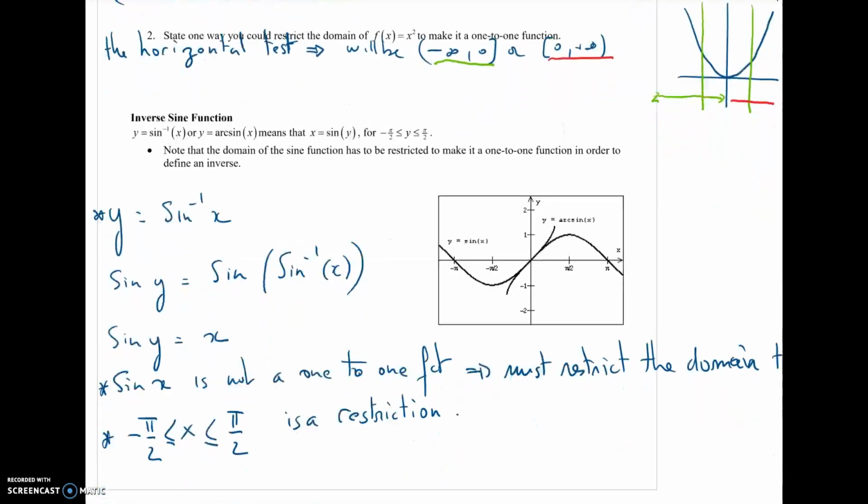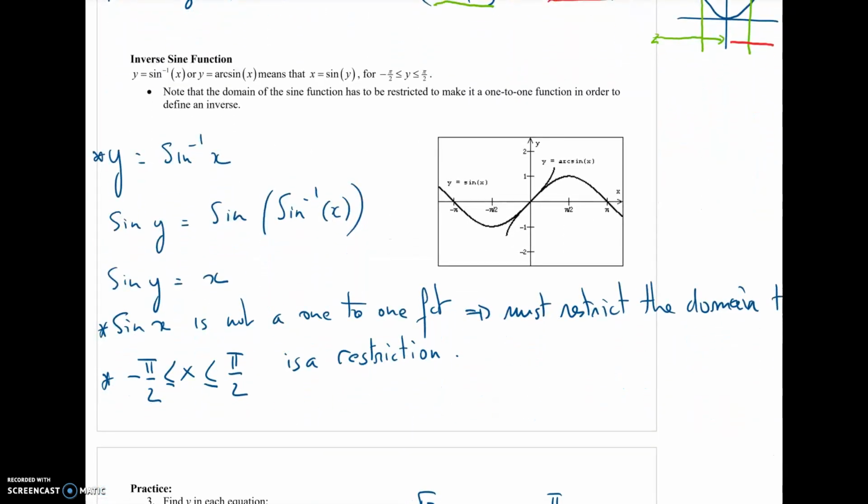Now let's try to work on the inverse sine function. So y equals sine to the minus 1 of x, which is also written as y equals arc sine of x. And that means only that x equals sine of y. First of all, you will note the domain of the sine function has to be restricted to make it a one-to-one function. Remember, we always have to have a one-to-one function in order to define an inverse.